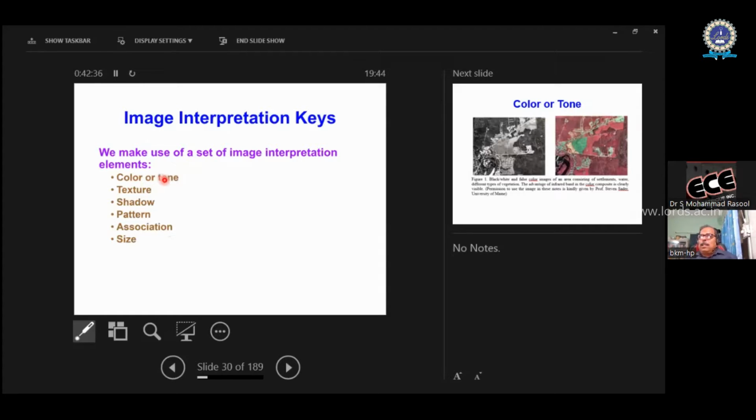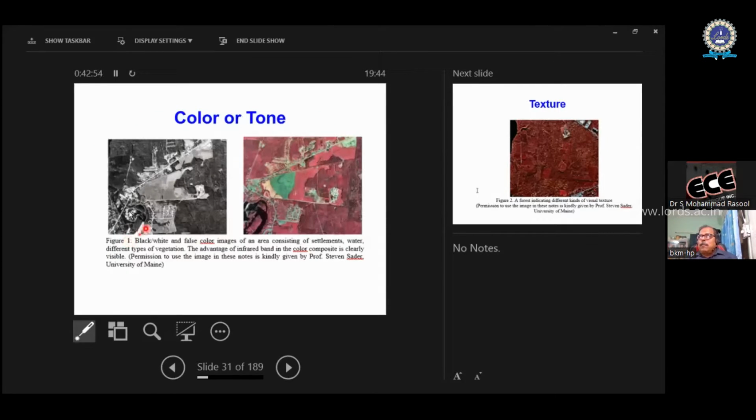They use the color, if it is color pictures, whatever is displayed on the screen. The color or the tones, the textures, the shadows, the patterns, the associations, and size. I'll show you a few examples for these. Color or tone: based on these colors or the brightness levels, you can actually talk about what is what.